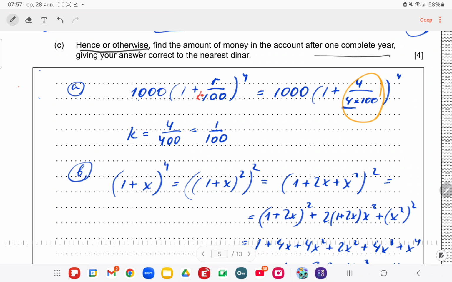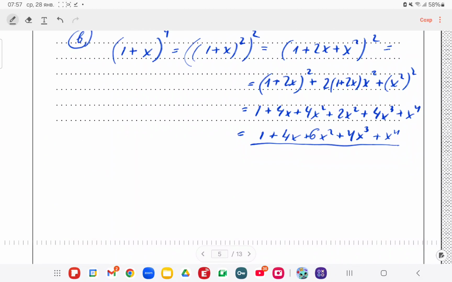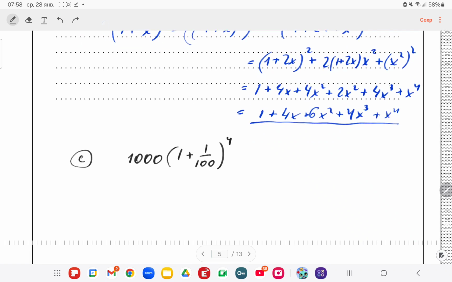Okay, so we know that we have to find the money after one complete year. So it means that we can use the formula of this one. So C is equal to the future value. It's equal to 1,000 times 1 plus 1 over 100, which is k. Remember, this is the value of k. Okay, and now we should open the brackets and find the value. So now it becomes easier.